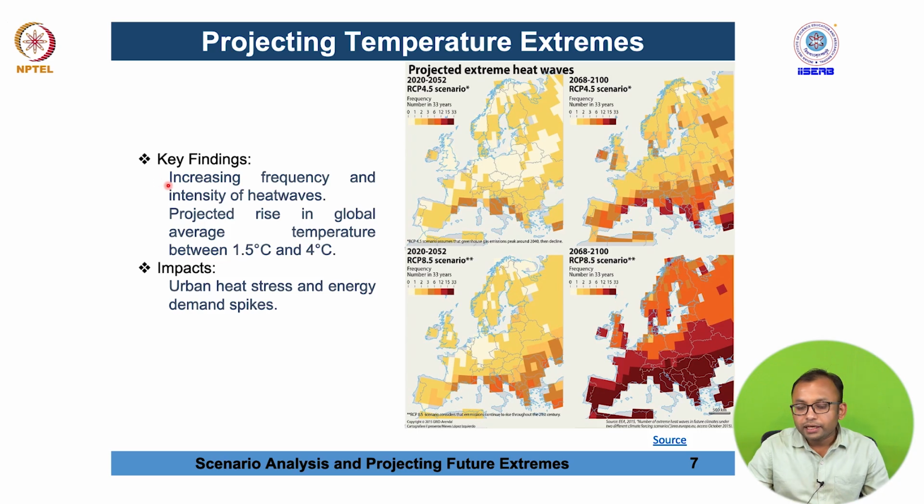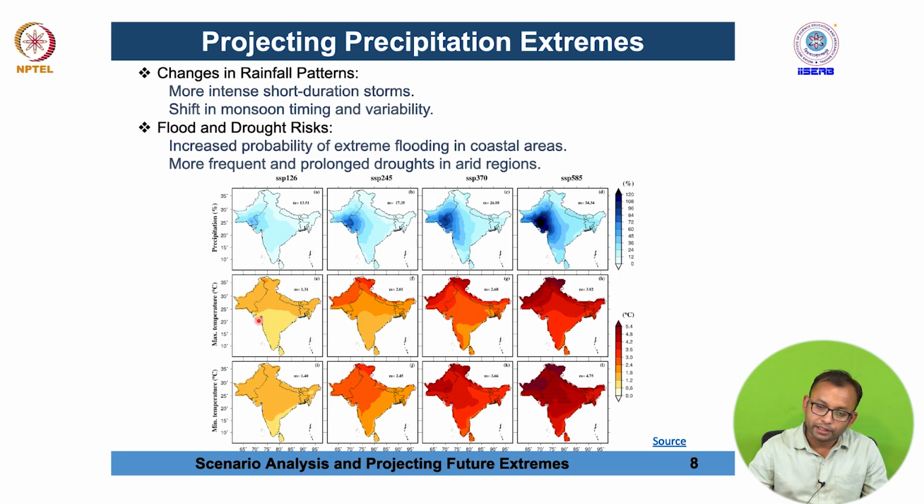So the key findings of these results are the increasing frequency and intensity of heat waves, with a projected rise in global average temperature from 1.5 degrees to 4 degrees, which is calculated here. What are their impacts? Urban heat stress and energy demand spikes, and multiple other linked extreme events, the climate extremes, will also increase.